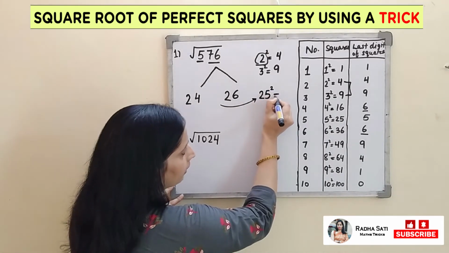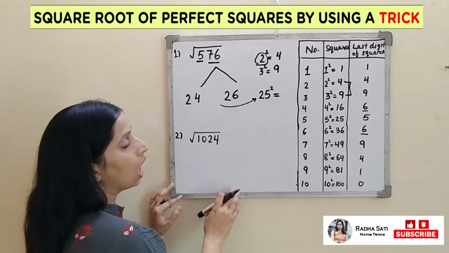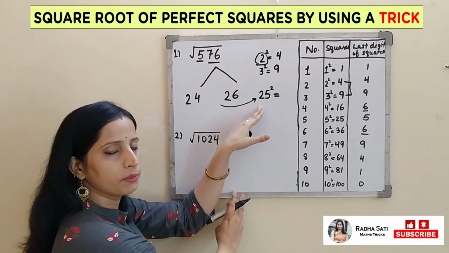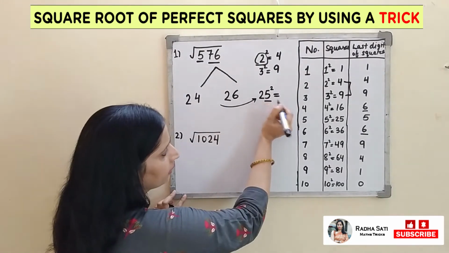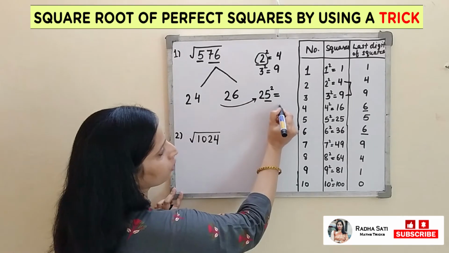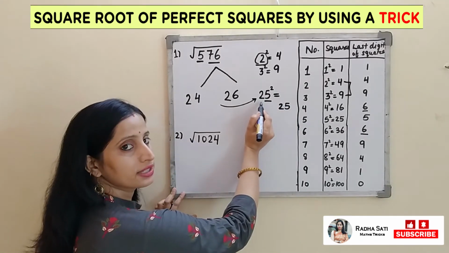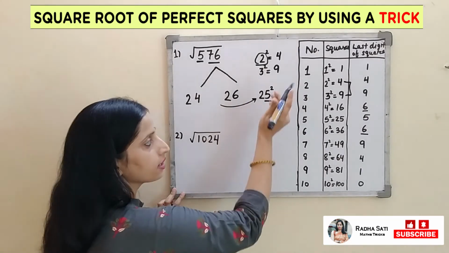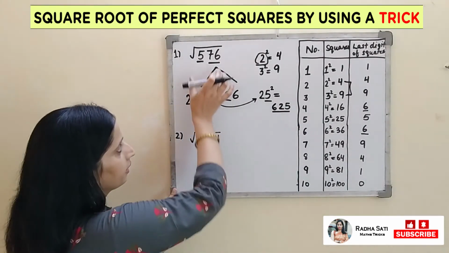Square. And this I have already discussed in my previous video, how to find the squares of numbers ending with 5. It's very easy. Again, I am explaining. 5 square is 25, and then we will multiply this number by its successor. 2 3s are 6. So it is 625.